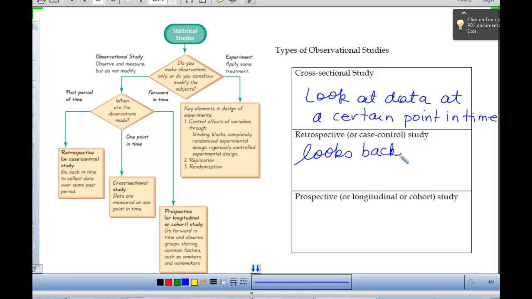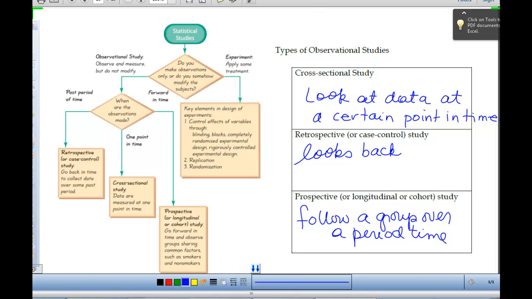And then the prospective study is we follow a group of people over a period of time. I mean, some of these studies can last for years. Follow a group over a period of time. And I really liked this flow chart that they had in the textbook. I thought it was really good for helping you decide if something really is an observational study, what type of observational study it might be, or if it's an experiment.